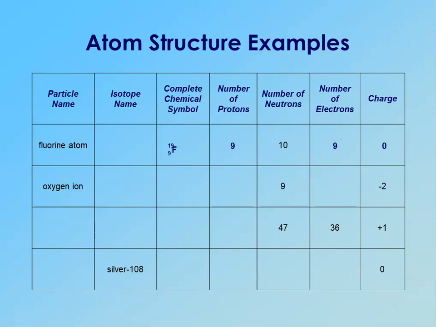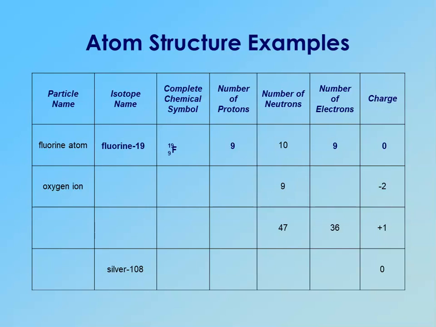So when I name the isotope for this particular atom of fluorine, it would be represented by fluorine-19 to indicate the number of particles that are present in its nucleus. In my second example, I have an oxygen ion. We're going to follow the same kind of logic that we did in the first one. We have neutrons again, and we're told it has a charge.